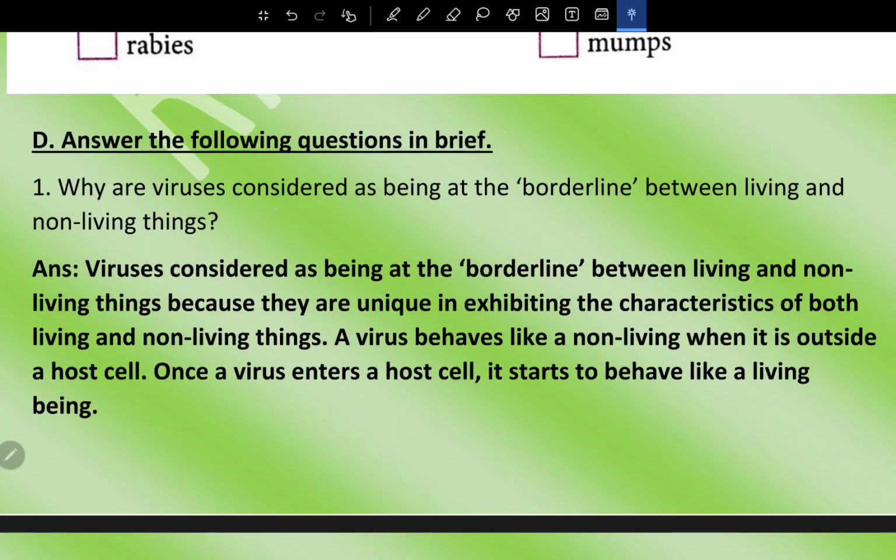In brief, why are viruses considered as being at the borderline between living and non-living things? Viruses are considered as being at the borderline between living and non-living things because they are unique in exhibiting the characteristics of both living and non-living things. A virus behaves like a non-living thing when it is outside a host cell. Once a virus enters a host cell, it starts to behave like a living being.